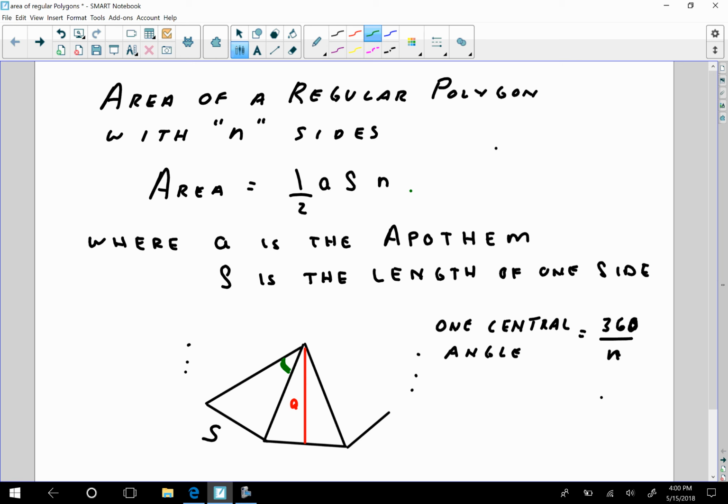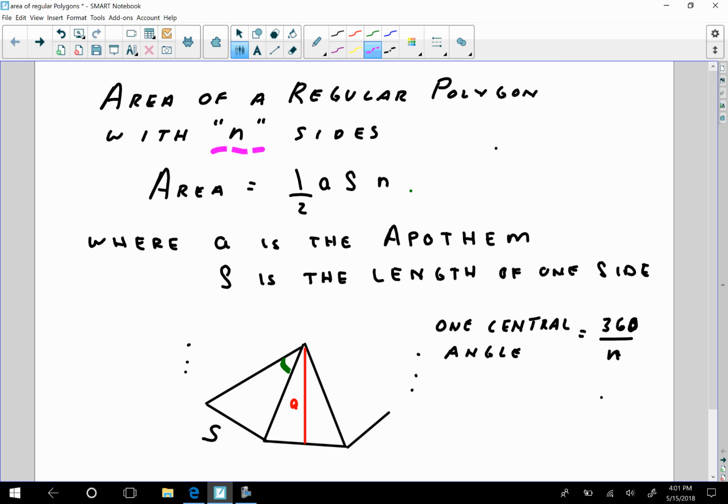So as we discussed in class, the area of a regular polygon is 1/2 A times S times N, where N is the number of sides the polygon has. A is the apothem, which we know is the altitude of one of the separate isosceles triangles given within the polygon. We'll see that here in a bit. And S is the length of one side of the regular polygon.